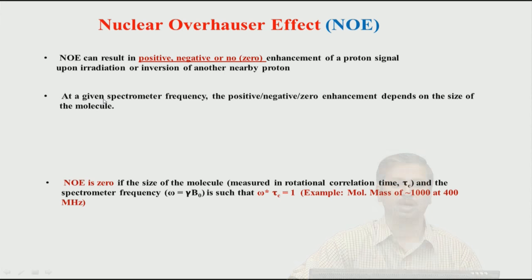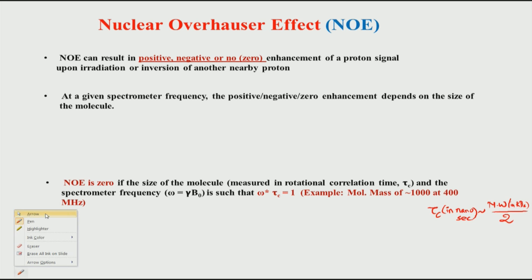So, this tau c is typically calculated like this. Suppose you have a molecule of molecular mass 1000, let us say. Let me give you how it is calculated, roughly, this is not going to be an accurate calculation. So, tau c in nanoseconds is given as the molecular weight in kilodaltons divided by 2.